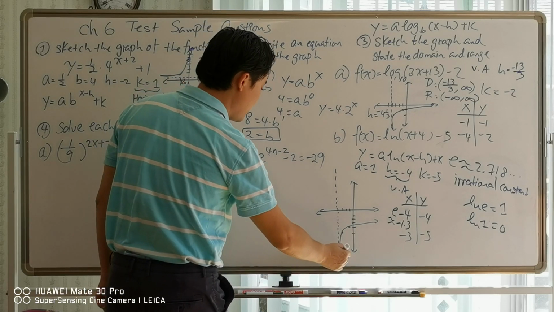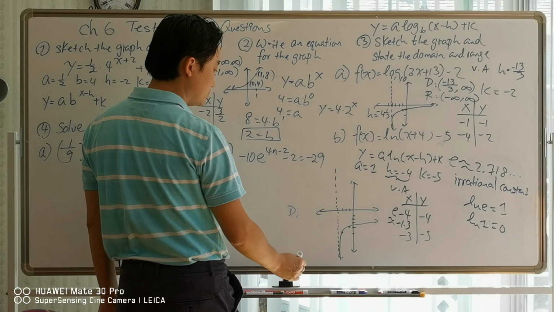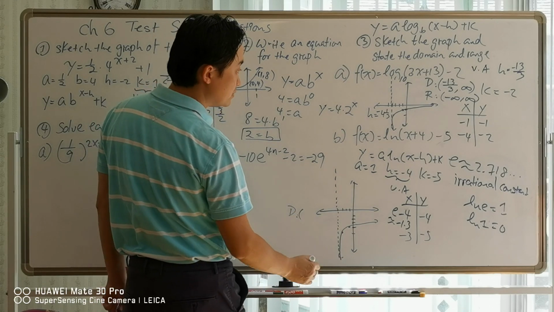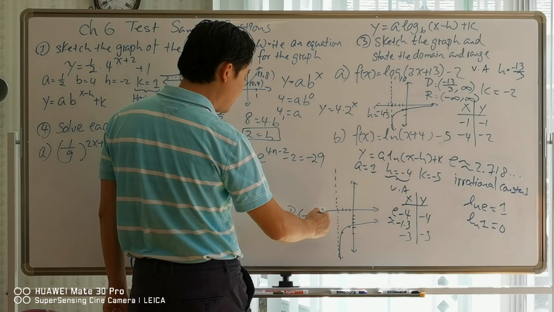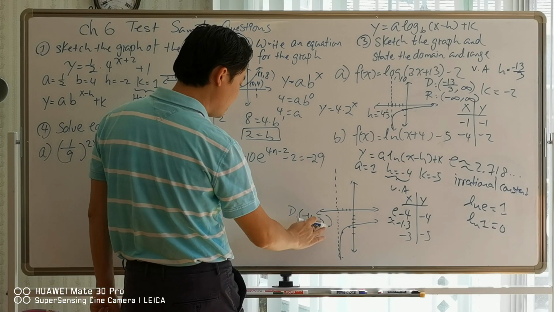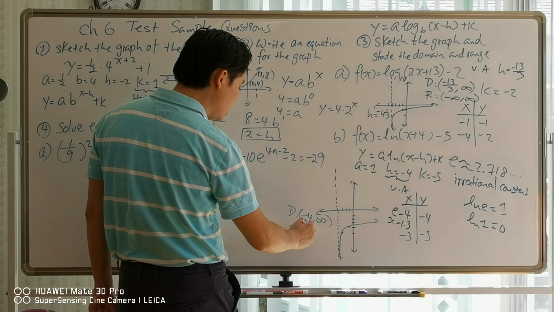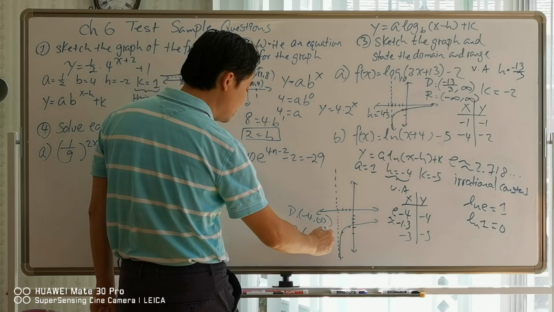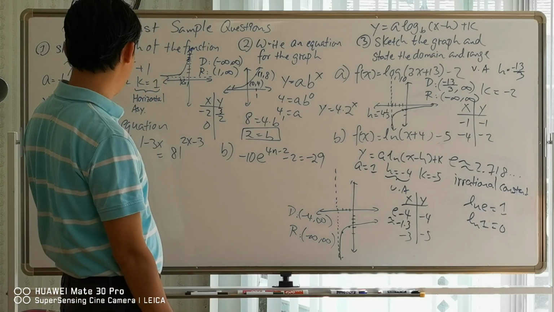Okay, so define the domain and the range for this. The domain for this one, x must be greater than negative 4, so anything from negative 4 to infinity. And for the range, all real numbers, negative infinity to positive infinity. Okay, so that's the graph.